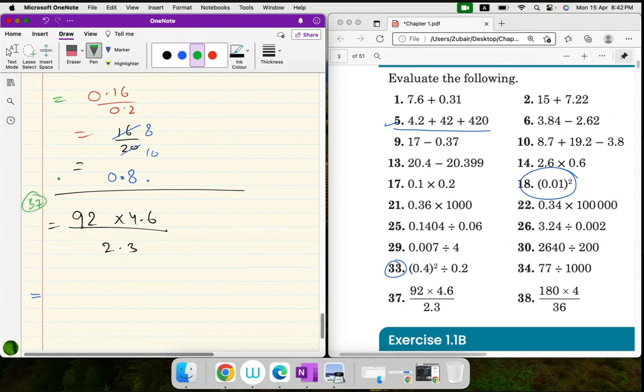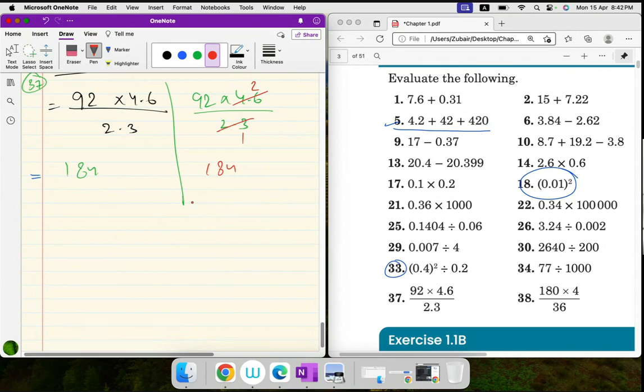It's 184. Correct. Answer is 184. There are two different ways we can approach it. Please confirm which one you used. If I just look at these numbers, 2.3 and 4.6 are exactly double of each other. So one time and two times. So 92 into 2 is 184.